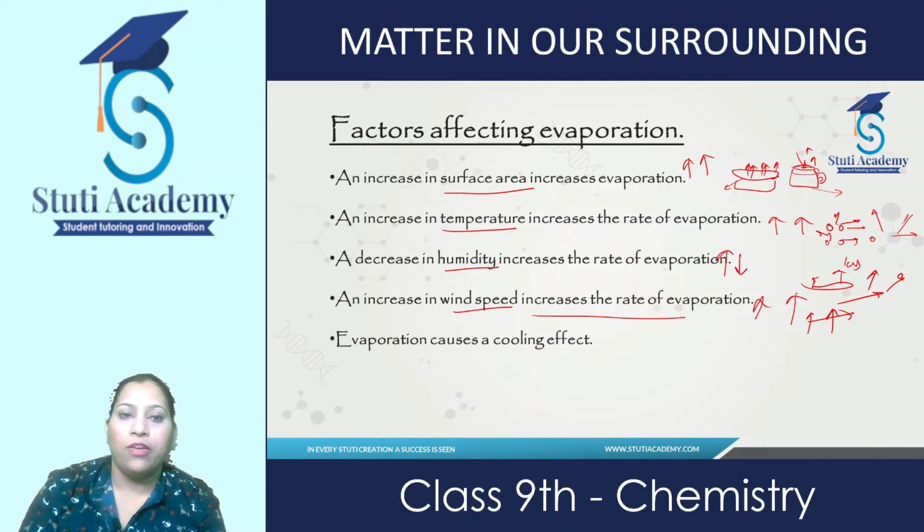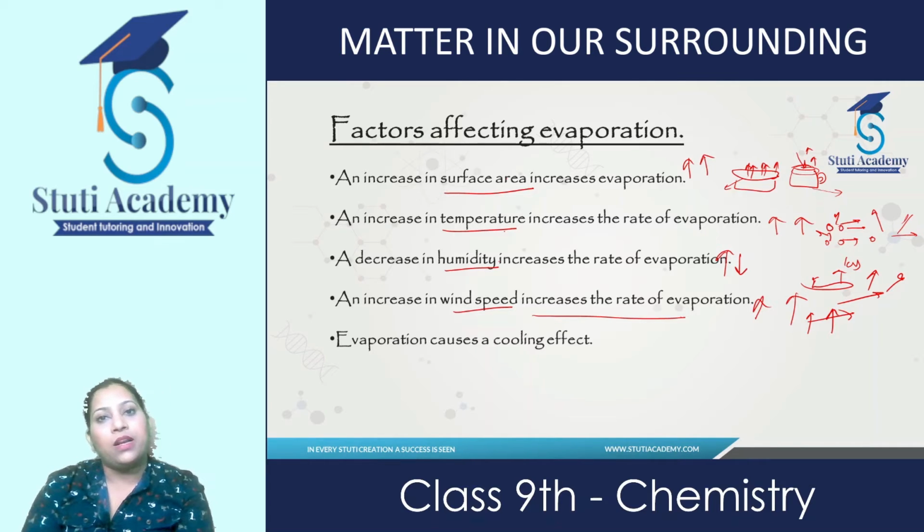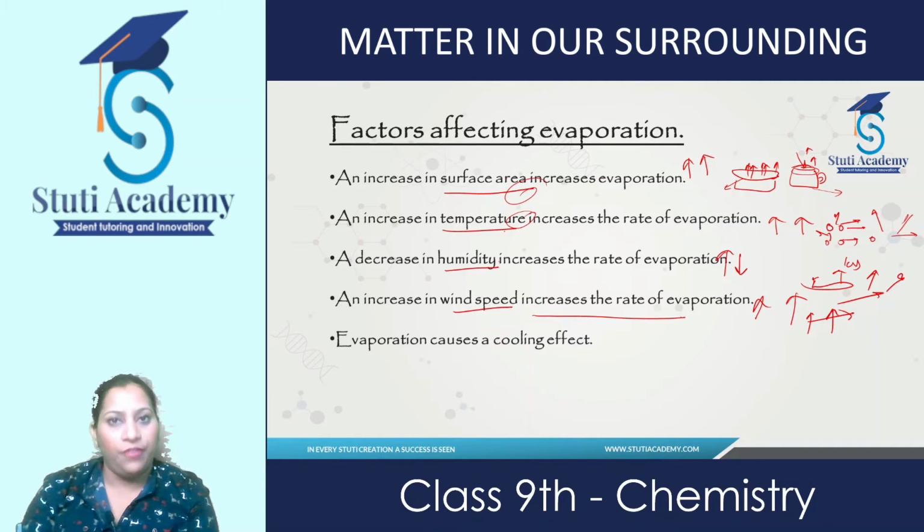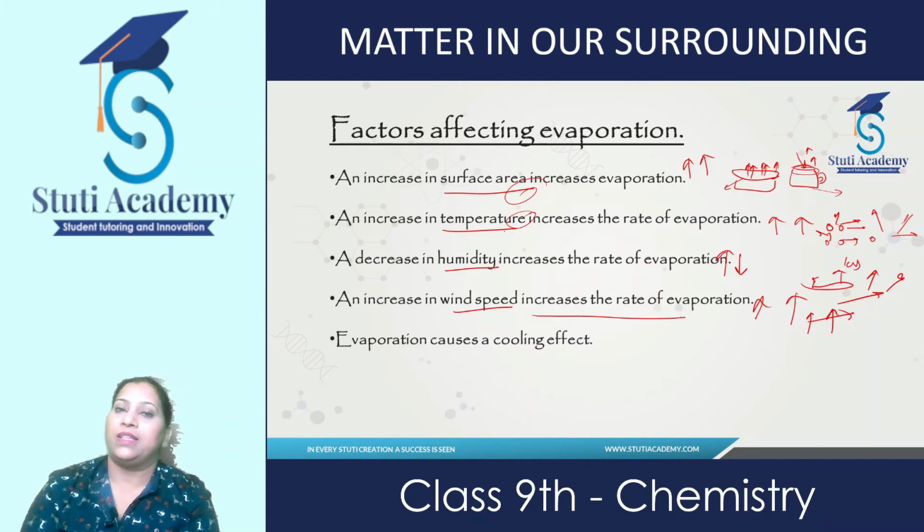So out of these four, surface area, temperature and wind speed, these three are directly proportional to the rate of evaporation. If we increase surface area, if we increase temperature and if we increase wind speed, in all the cases the rate of evaporation also increases. While if there is more humidity, the rate of evaporation is less. So this is the only factor which is inversely proportional to evaporation.